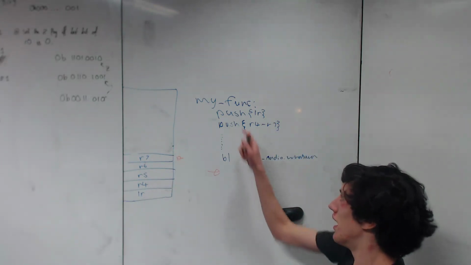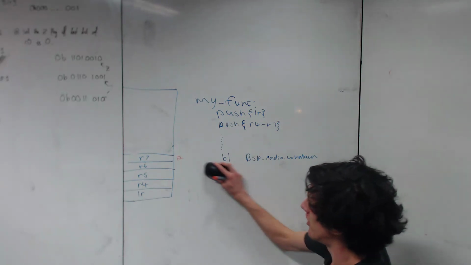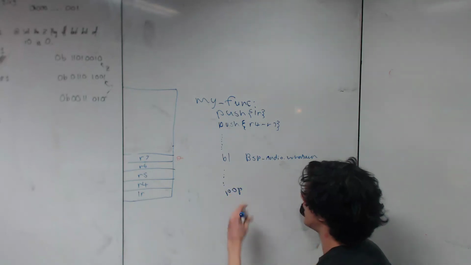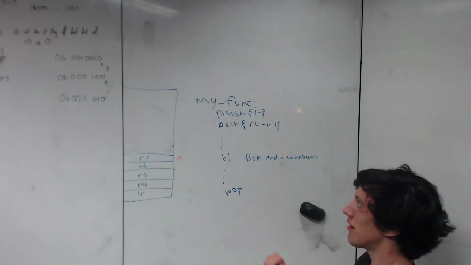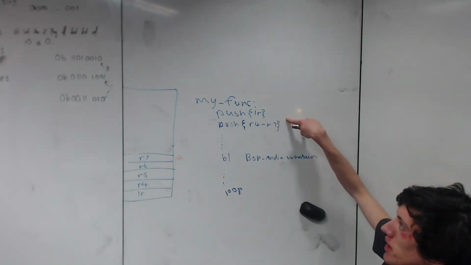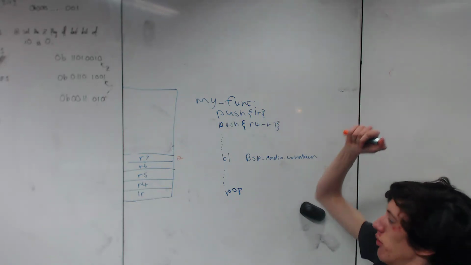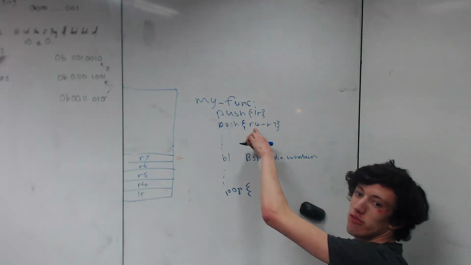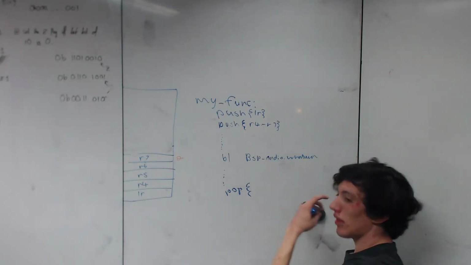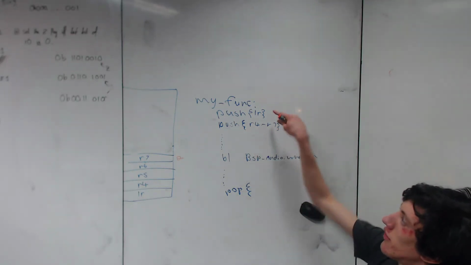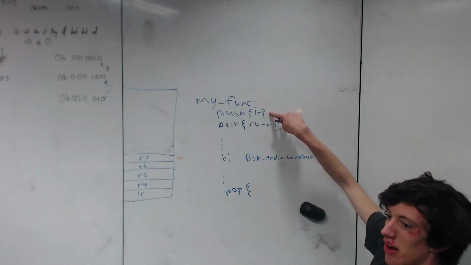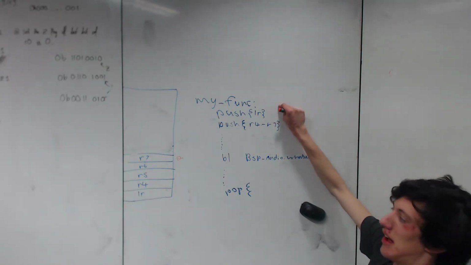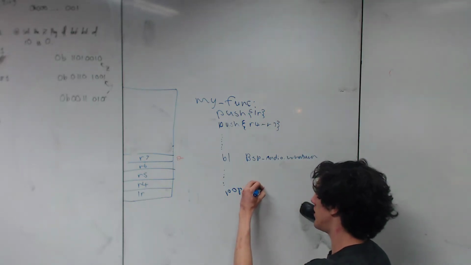Okay, so we'll now zoom ahead to the end of my func, where we'll go pop. Now it's very important to remember, first in, last out, that we pop in roughly the correct order that we pushed. We need to pop these guys first, because they went in after the link register, which means they'll come out before the link register. Link register was in first, link register comes out last. So we'll pop R4 to R7.